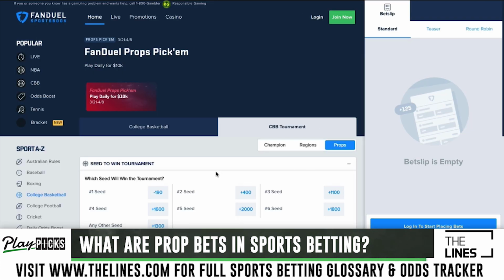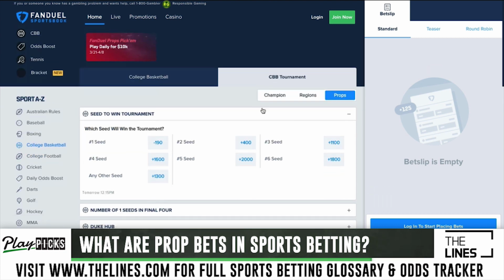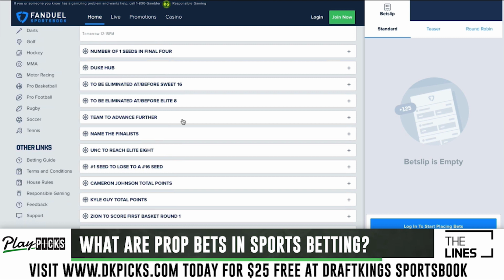And then if we flip over here to FanDuel, you can see a whole bunch of different props for just the NCAA tournament that's going on. Which seed will win the tournament? If it's a 1 seed, minus 190, a 2 seed, you're getting plus 400. You can come down to all kinds of individual player props as well. A lot are around Duke this year, Duke being the top seed in this particular tournament. So therefore you're getting a lot of Duke bets in this one.